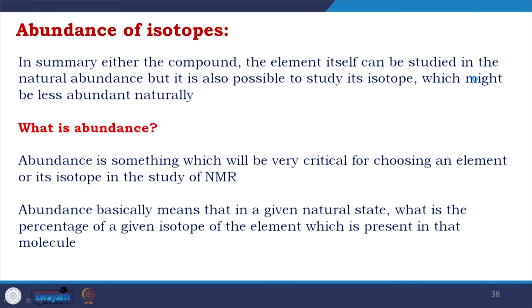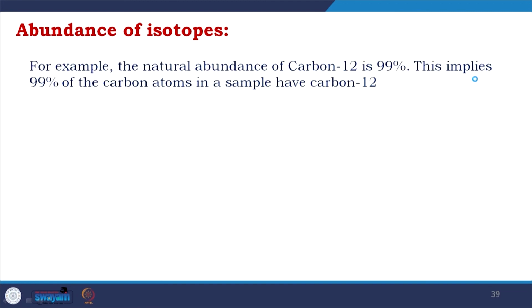What is abundance? Abundance is something which will be very critical for choosing an element or its isotope in the study of NMR. Abundance basically means that in a given natural state, what is the percentage of a given isotope of the element which is present in that molecule. We will talk with examples. For example, the natural abundance of carbon 12 is 99%. This implies 99% of the carbon atoms in the sample are carbon 12.